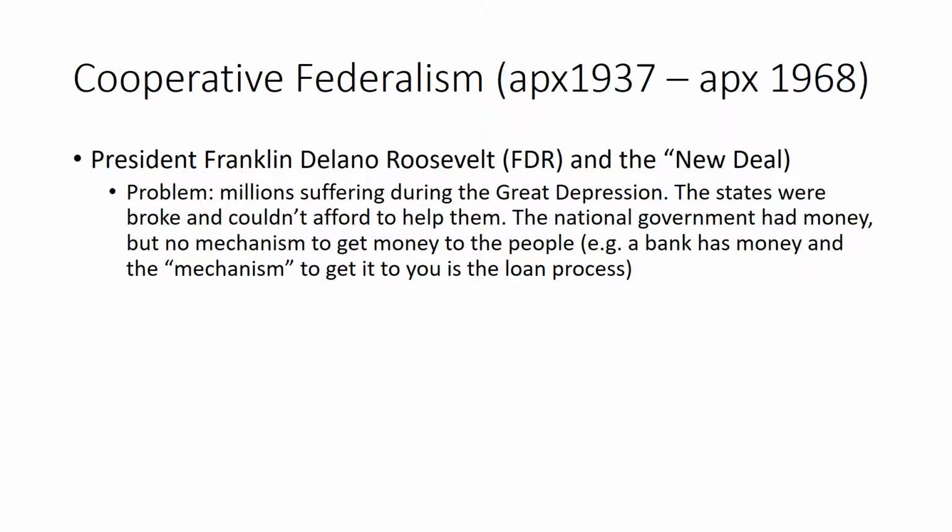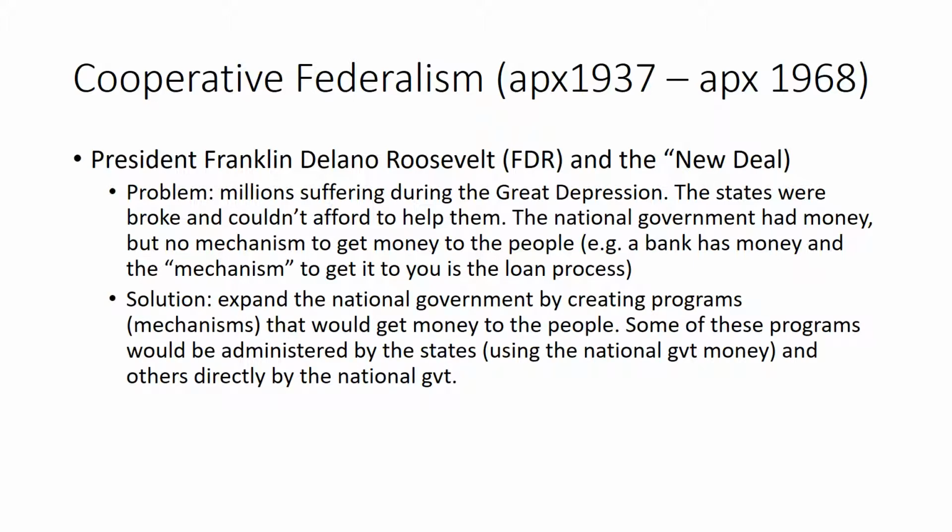All right. So, for example, the bank has money. It's not in your hands, though. There has to be a mechanism to get it in your hands. That mechanism is either a credit card or the car loan process. That's the mechanism, right? So they had to create government programs, right? Mechanisms that would get money to the people. And some of these programs would be administered by the states using national government money, and others directly by the national government. This is based on Keynesianism, right?